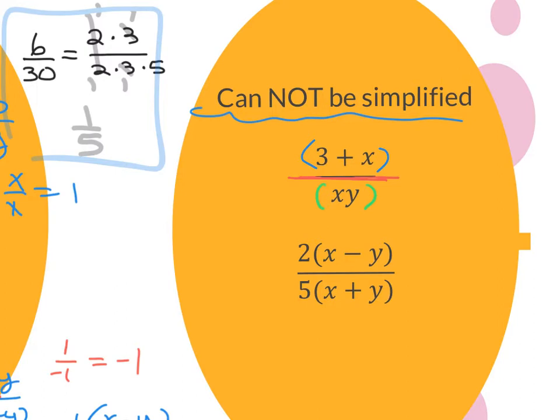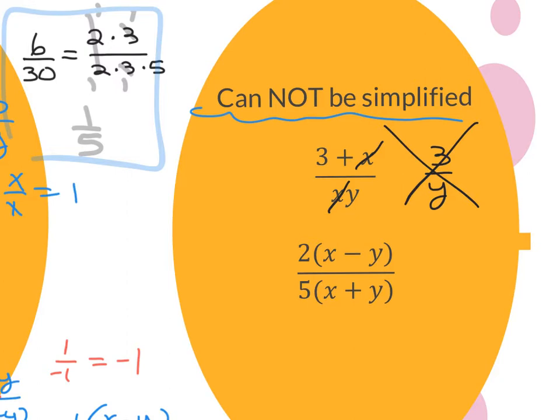In order to get something to cancel, it needs to look identical. So here, I cannot cancel this x and this x, because in order to cancel the x from the top, I would have needed a 3 plus x in the bottom. A common mistake on the test: students are going to think they can come here and cancel, and turn this into 3 over y. You cannot do that. In order to simplify, it has to be a perfect match.